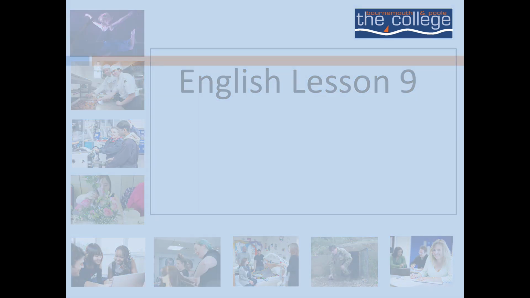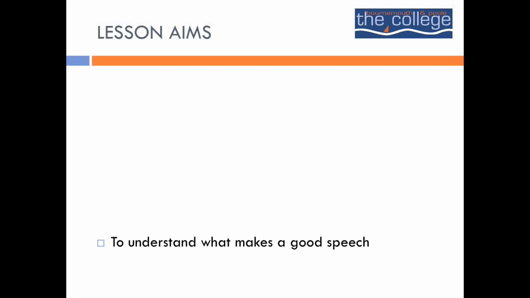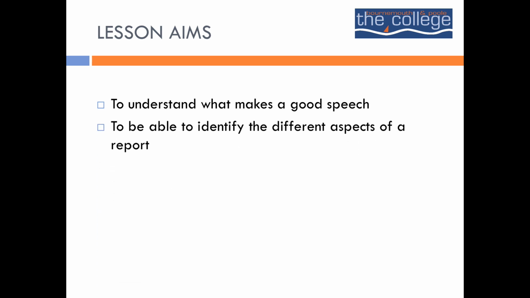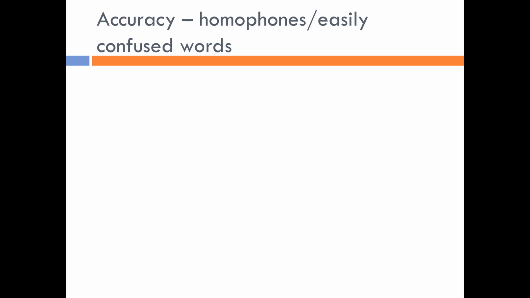So today's video lesson, the aims are for you to understand what makes a good speech, to be able to identify different aspects of a successful report, and to improve the accuracy of your writing. We're going to look at homophones today, and then you're going to get a chance to do some writing as well. What we're going to look at first of all are homophones, or easily confused words.